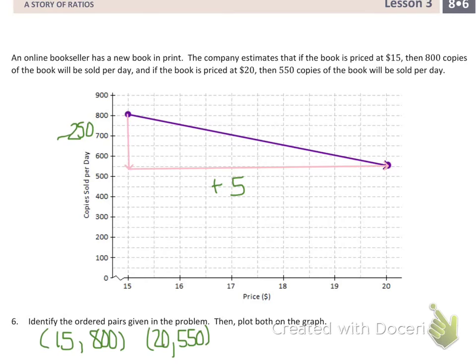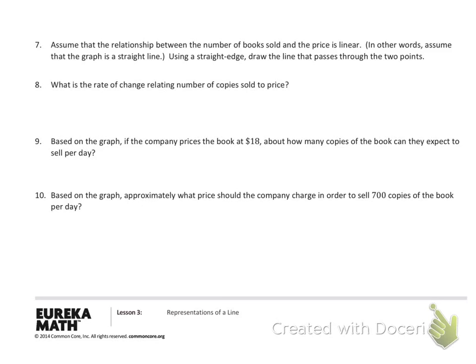Okay, so let's see what that rate of change is. So we have rate of change, so we have negative 250. So 250 fewer copies sold with a $5 increase in the price of the book.